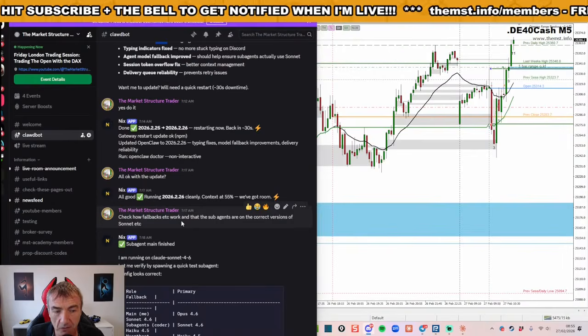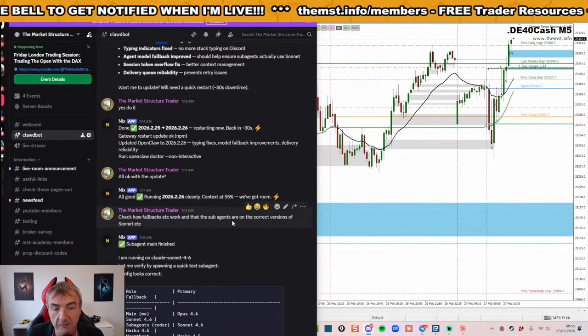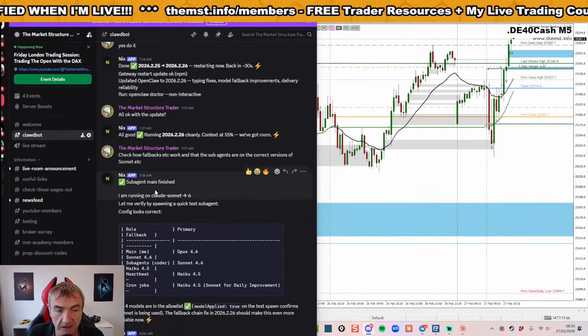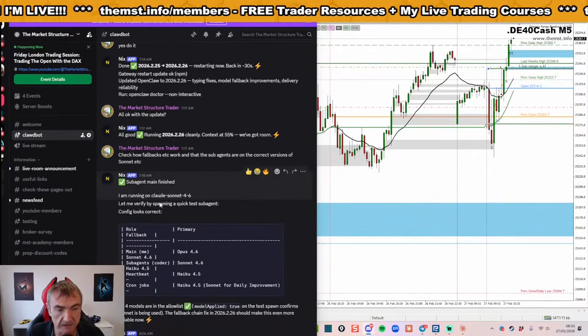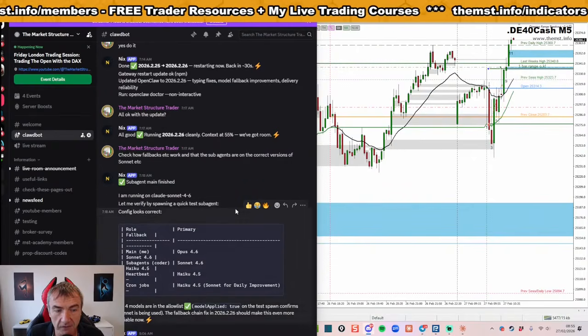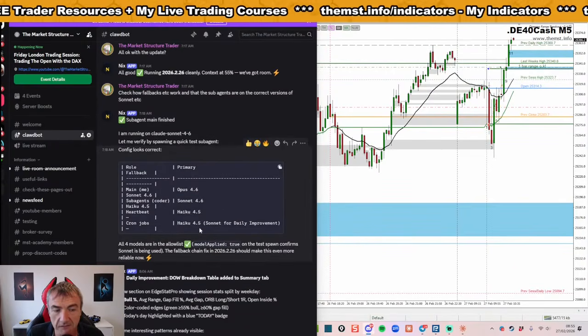Check how fallbacks work, because I wanted to double check that something hadn't broken, and that the sub-agents are now working on the correct versions of Sonnet. And he goes, yep, sub-agent main finished. I'm running Claude 4.6. Let me verify the spawning in a quick test sub-agent. Config looks good. And he's given me an overview of everything.